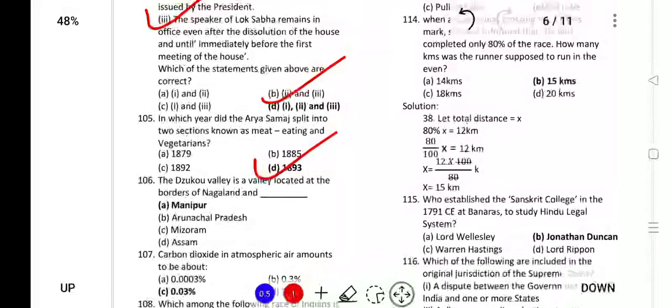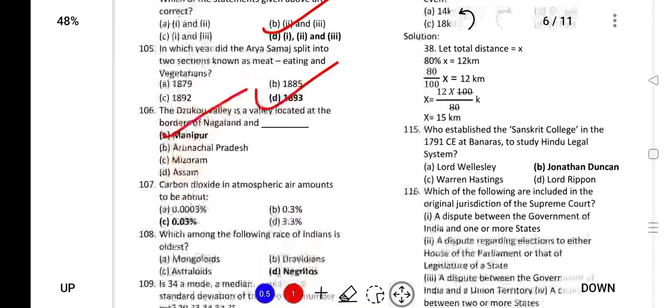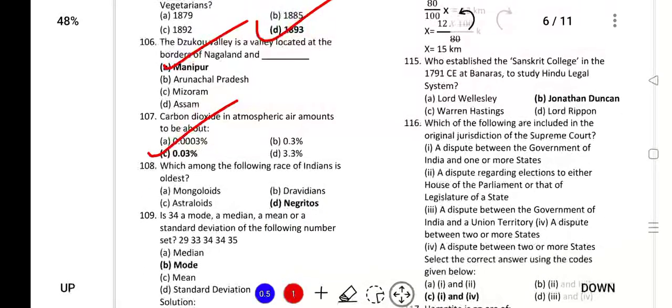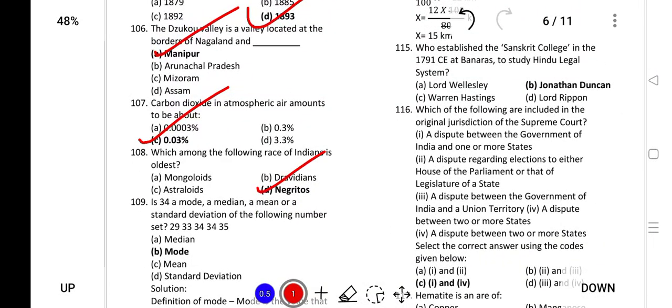Next, Arya Samaj split into two sections in 1893. The Tuku Valley is located on the border of Nagaland and Manipur. Carbon dioxide is 0.03%. Which of the following races is the oldest? Negrito is the oldest in India.